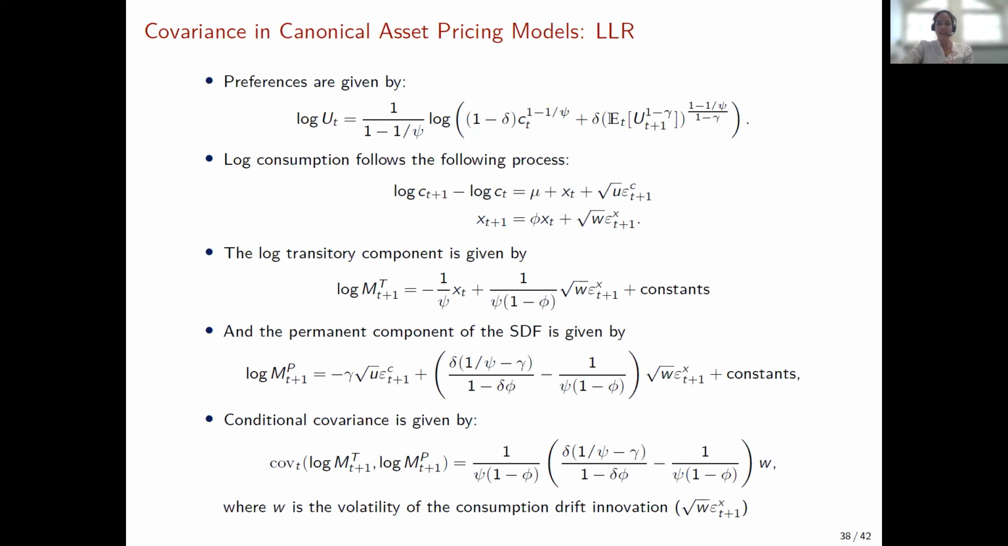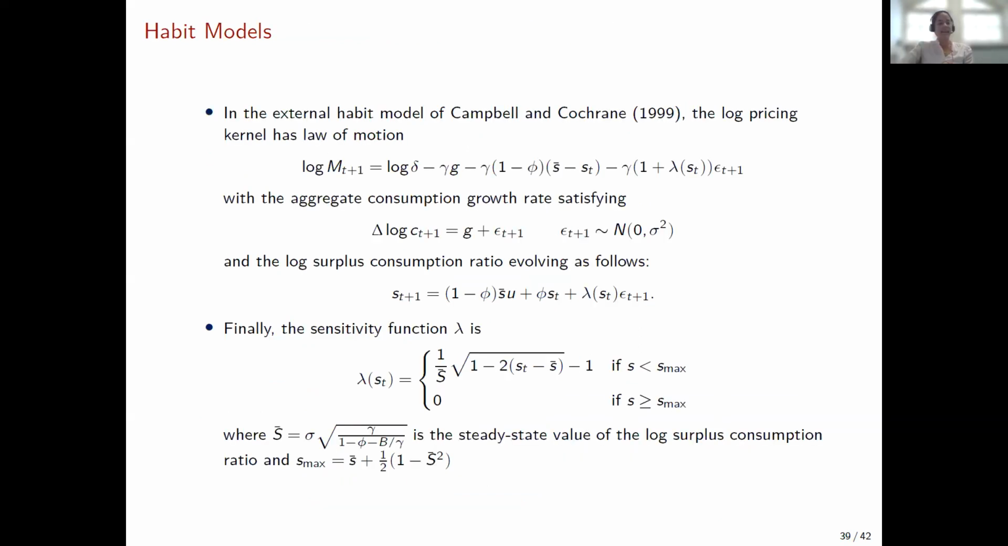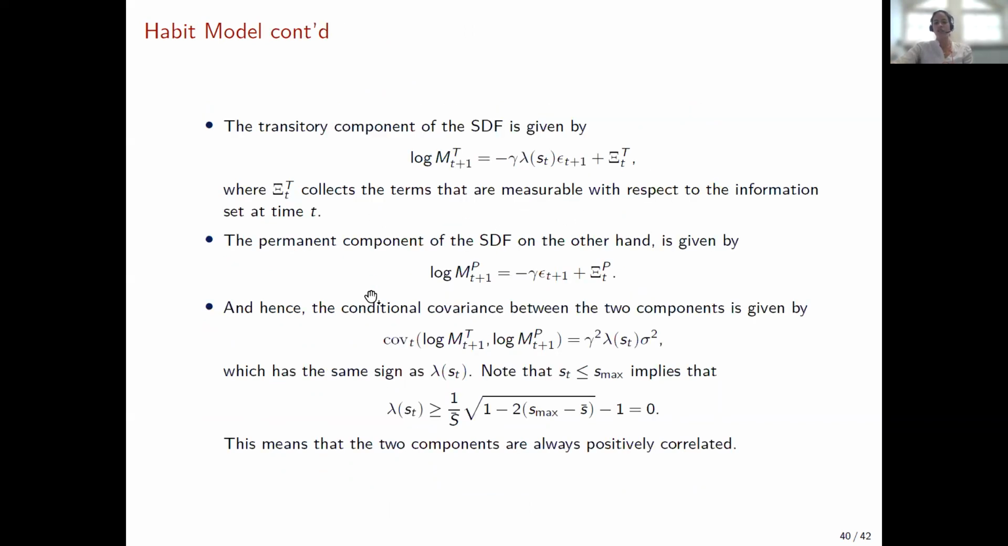Now, what about habit? You can take a standard external habit model of Campbell and Cochrane. You can do exactly the same exercise as before. You can calculate the conditional covariance between the transitory and the permanent component. And what you see here is that this covariance is always positive by construction.